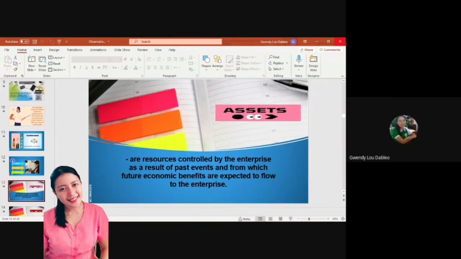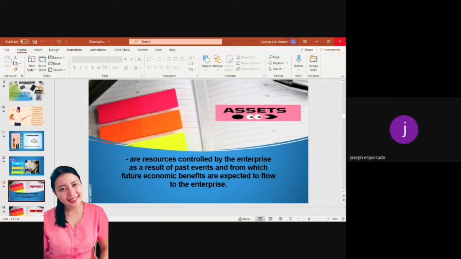May I request Joseph to read the definition of assets? Yes, ma'am. Assets are resources controlled by the enterprise as a result of past events and from which future economic benefits are expected to flow to the enterprise. Okay, very good. So in other words, these are the properties owned by the business. So kindly give me some examples of assets that can be found in your room. Joseph, kindly mention some assets.